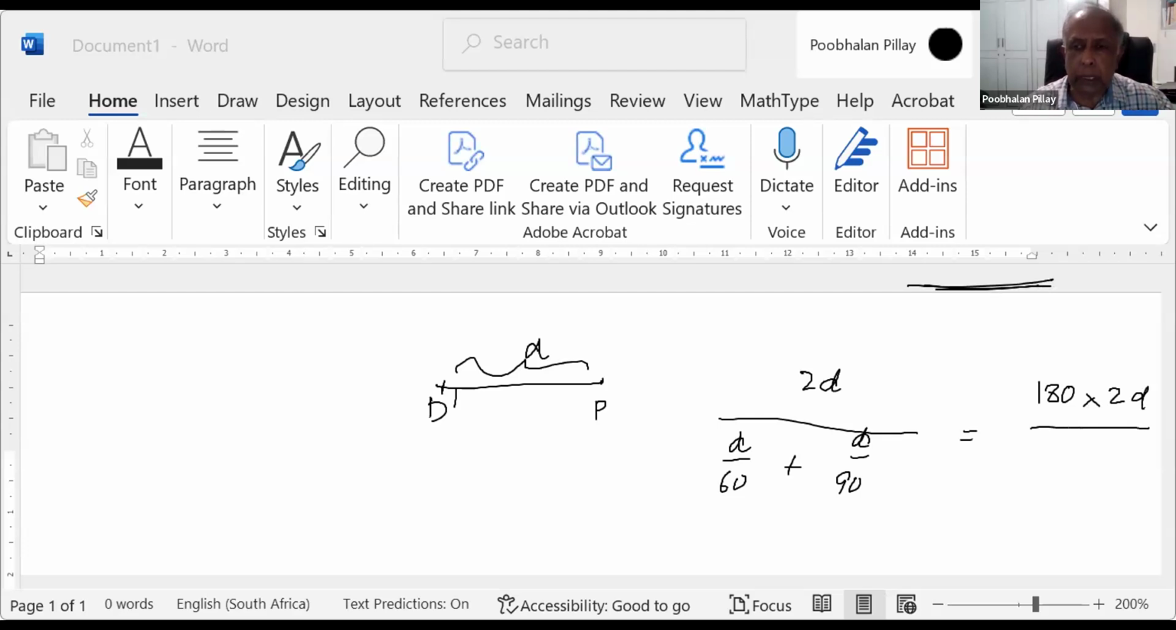If you multiply this by 180, you get 3D. If you multiply this by 180, you get 2D. So you get 5D and so on. I think you get 72, I think.